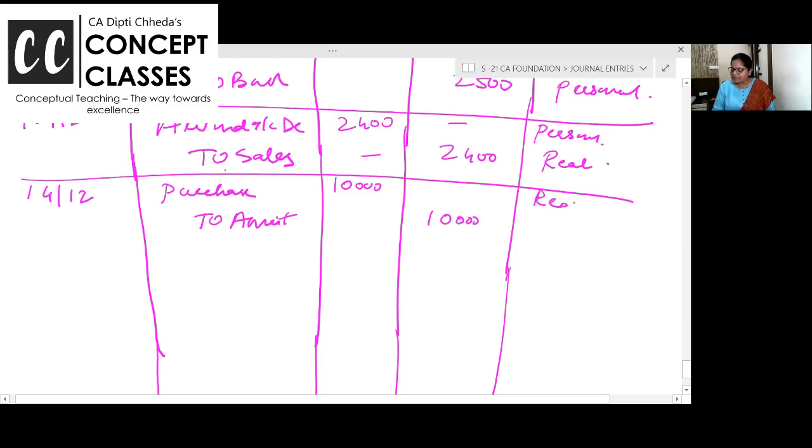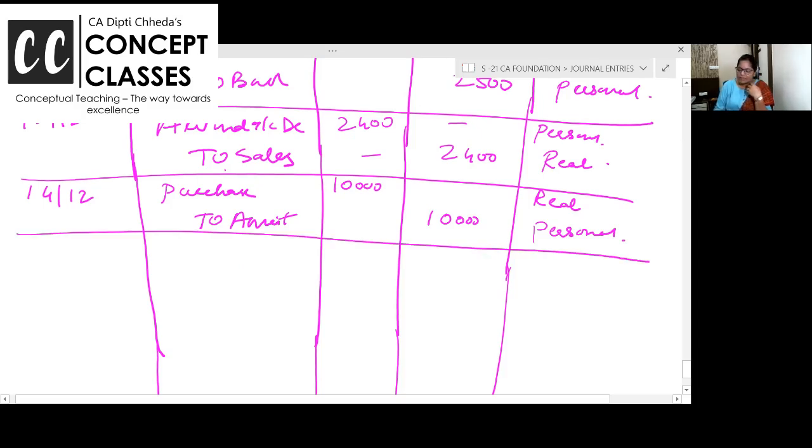What is the nature of the purchases? Real. So when you purchase, the stock is coming in. So debit what comes in. And why we are crediting Amrit? Amrit is a personal account. What is the rule of personal account? Debit the receiver, credit the giver. Amrit is the giver of the goods. So credit him.